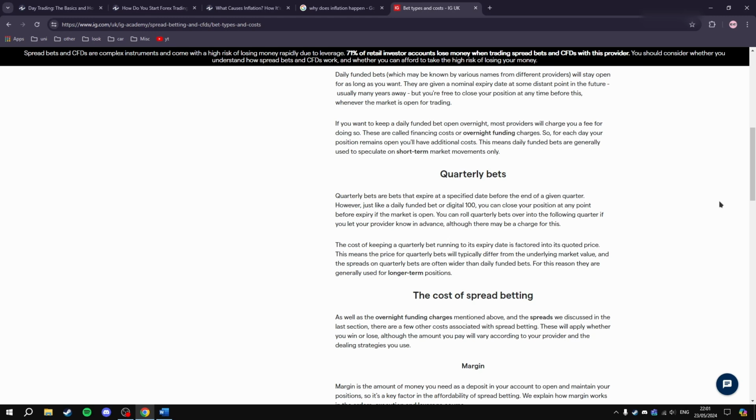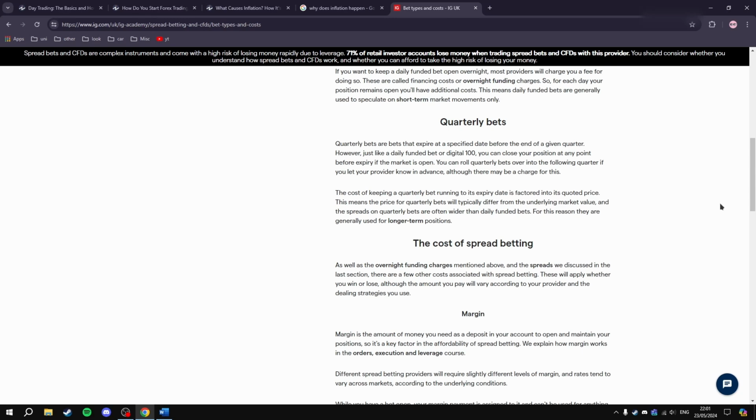This generally means that daily funded bets are used to speculate on short-term market movements only and not the long term. And then we've got the quarterly bets. Quarterly bets are bets that expire at a specific date before the end of a given quarter. However, just like the daily funded bet, you can close your position at any point before the expiry date when the market is open. And you can roll quarterly bets over into the following quarter if you let your provider know beforehand, although there may be a charge for this.